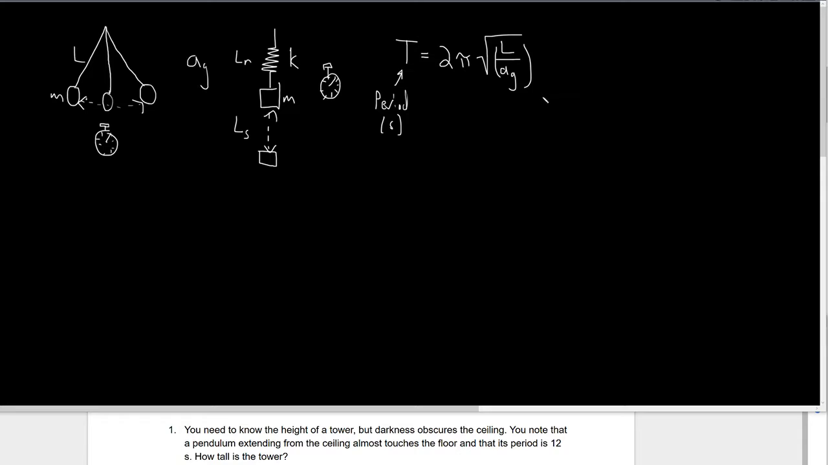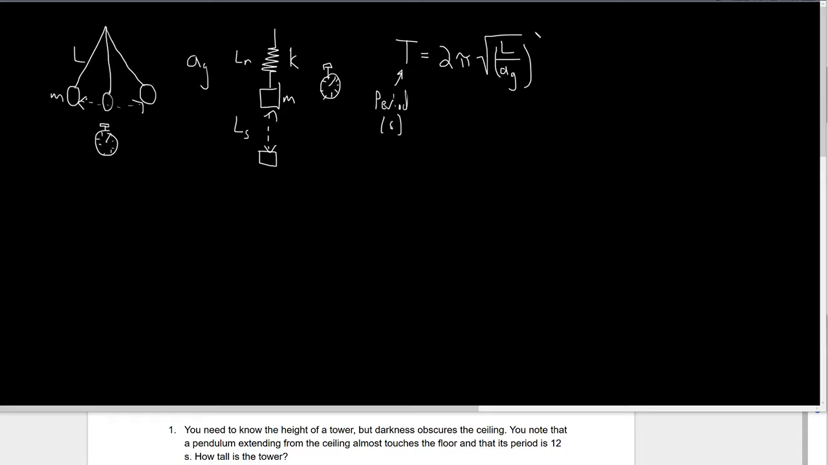Or vice versa, if we had this pendulum set up on the moon, the acceleration due to gravity on the moon is way less, so I'm dividing by a much smaller number. That's going to allow my period to be longer. The pendulum's going to take a lot longer to swing back and forth than if I was on like Jupiter or something. So that's the formula we use to figure out period.